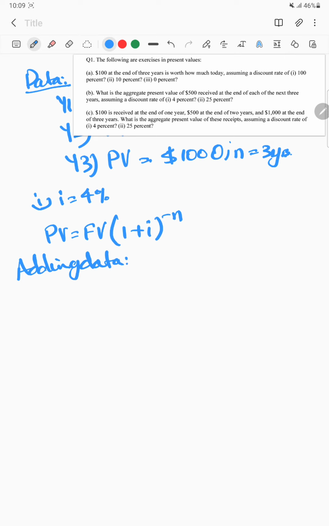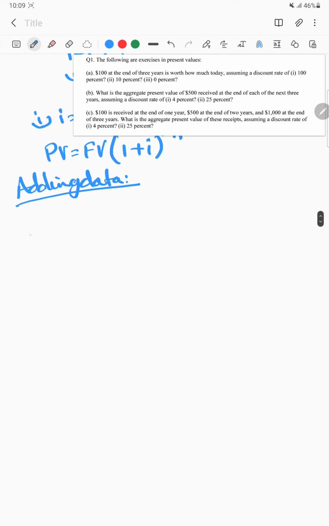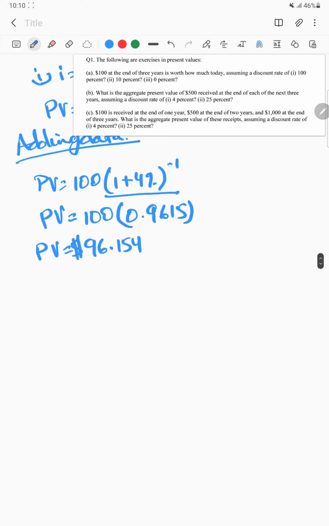Okay, so we'll be using the same present value formula. PV equals future value times (1 plus i) power minus n. I'm sorry, this is not a PV, this is a future value. PV equals 100 for the first year, times (1 plus 4%) power minus 1. Once we solve this it will become 0.9615. PV equals $96.154. This is for the first year payment.